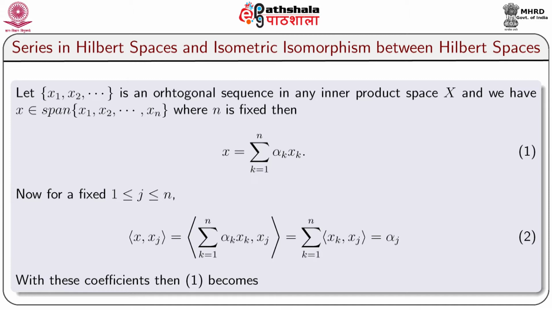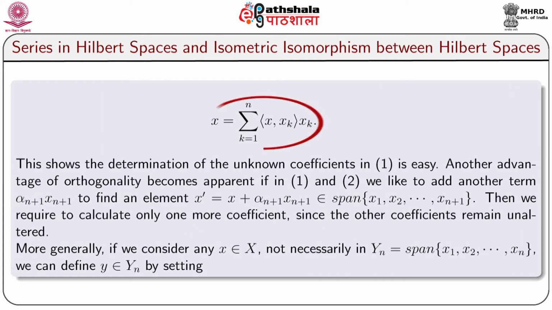Now, for a fixed j, 1 less than or equal to j less than or equal to n, the inner product of x and xj equals the inner product of sigma k equal to 1 to n alpha k xk and xj, which is equal to alpha j. This is equation number 2. With these coefficients, equation 1 becomes x equals sigma k equal to 1 to n inner product of x and xk times xk. This shows that the determination of the unknown coefficients in 1 is easy.